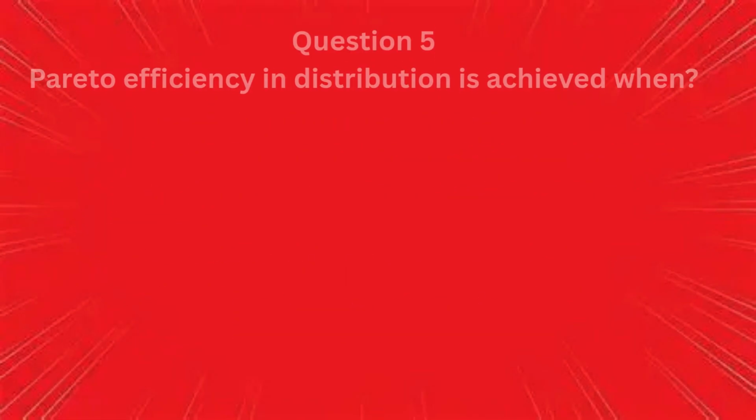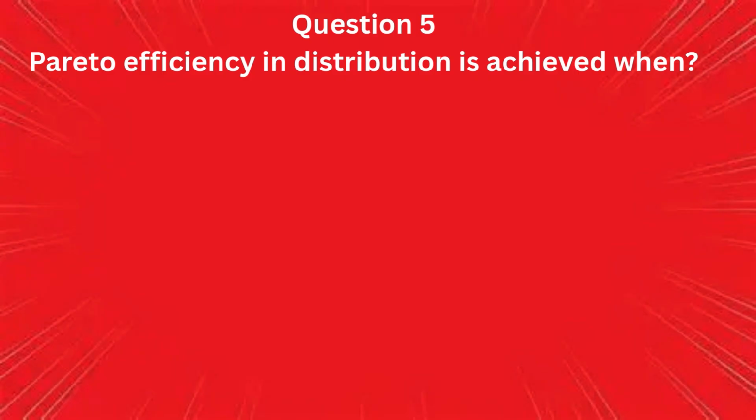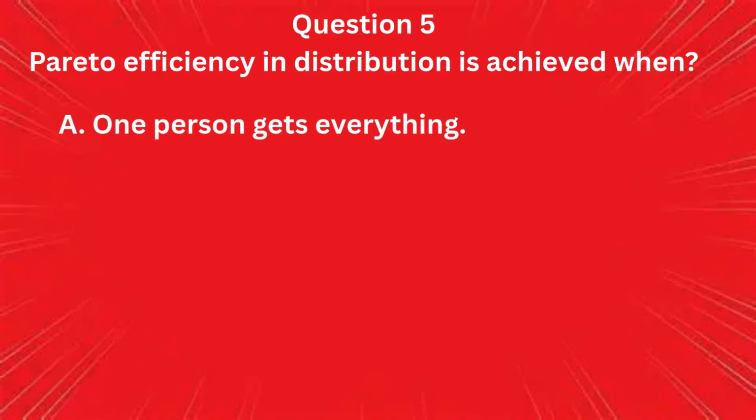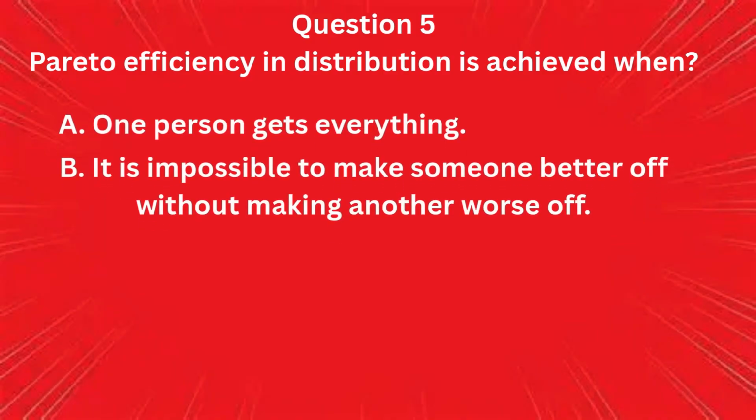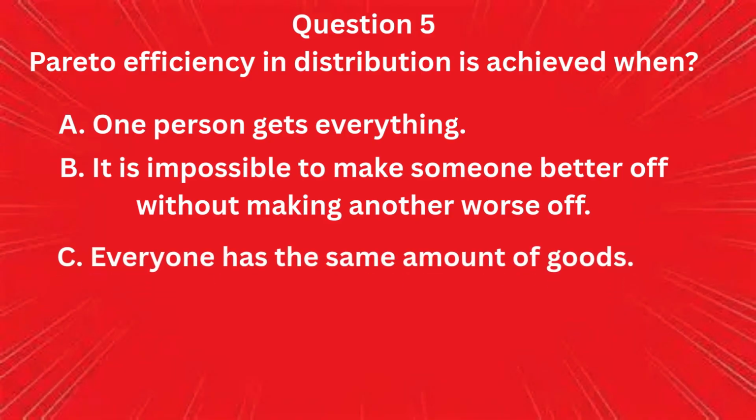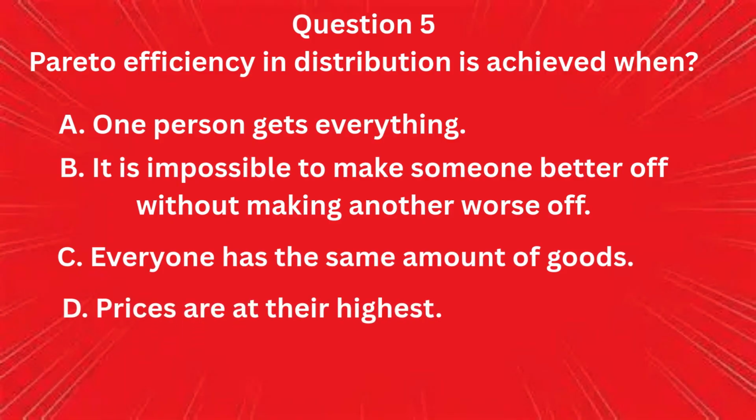Question 5. Pareto efficiency in distribution is achieved when A. One person gets everything. B. It is impossible to make someone better off without making another worse off. C. Everyone has the same amount of goods. D. Prices are at their highest.